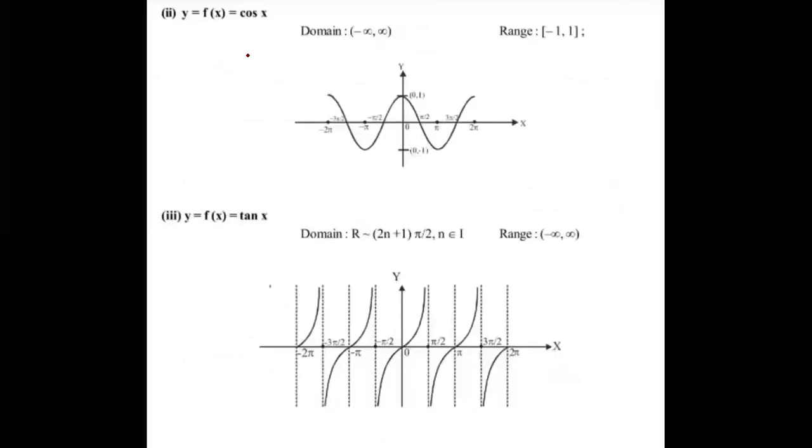What is the graph of cos x? What is the domain? Set of real numbers. Range is what? Minus 1 to 1. See the graph. I told you last time, make a table, then draw the graph. Be careful, this graph is not passing through the origin. Only observation is important.